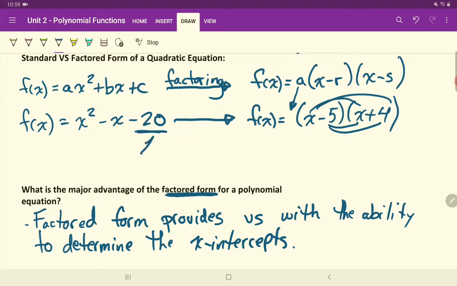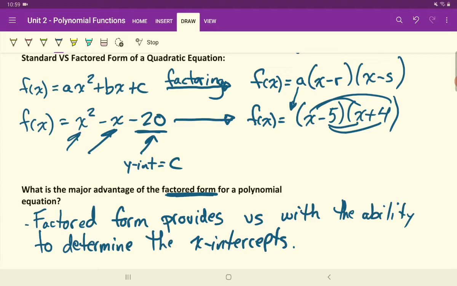The y-intercept is always equal to your c value, because remember that for the y-intercept, you substitute 0 in for x. That's the x value that always goes with your y-intercept. So subbing in 0 for x into this equation here and here, all you'd be left with is negative 20 as your y-intercept. So just keep that in mind.